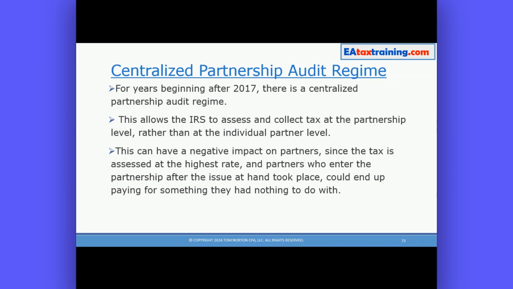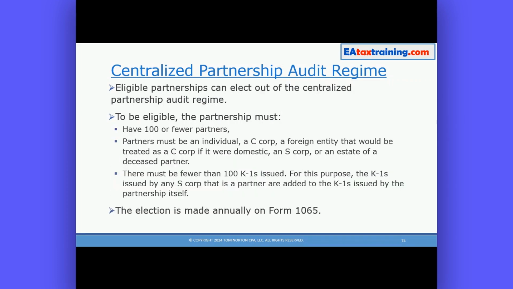Also, you might not be in the 37% tax bracket, but the partnership is going to have to pay tax at that 37% level. So again, you could end up being negatively impacted by this. But it is what it is. And so just know that that's how it works. Eligible partnerships can elect out of this.